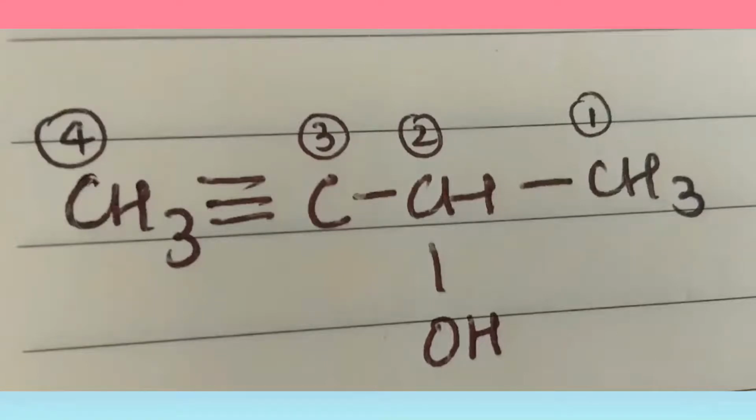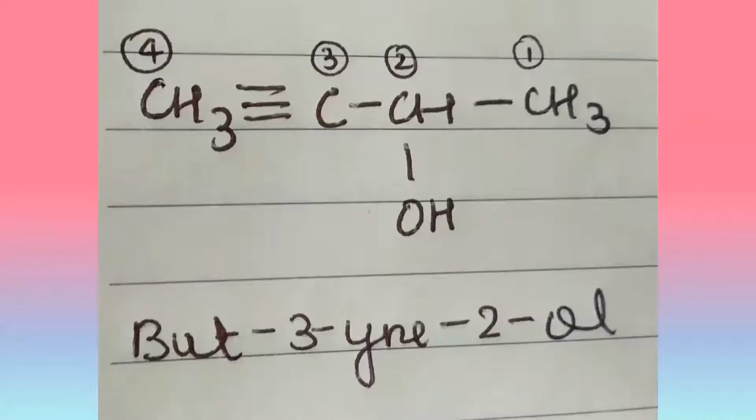So the name here is but-3-yne-2-ol. But because there are 4 carbons in the parent chain, then 3-yne because the triple bond is attached to the third carbon, and 2-ol because the alcohol group is present on the second carbon. There can be many variations, but do not forget the basics of naming, because once you're thorough with the basics, whether they give you any kind of complicated compounds or any new kind of them, you'll be able to answer it without any problem.